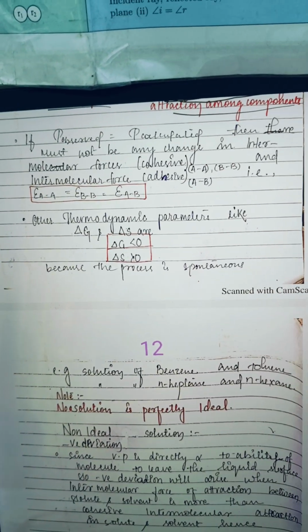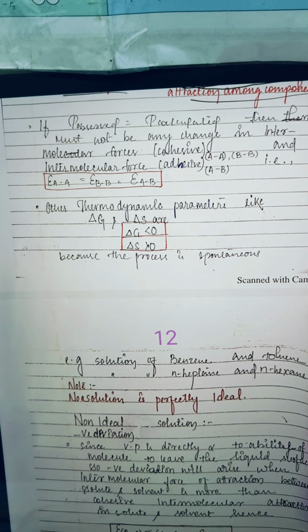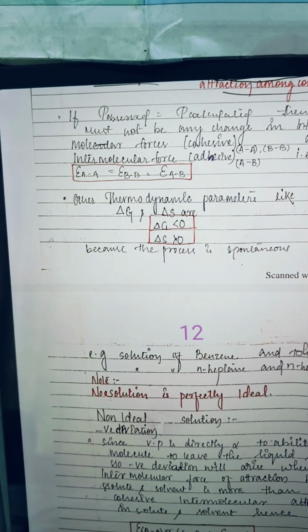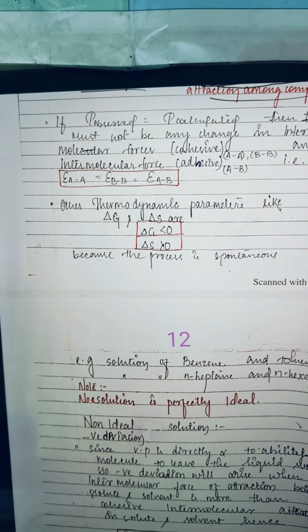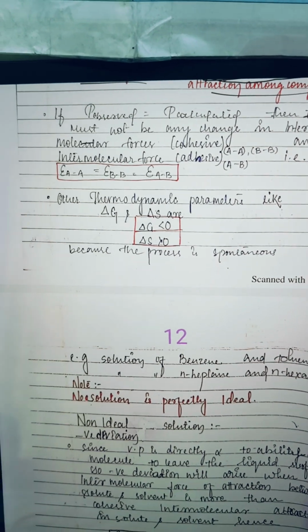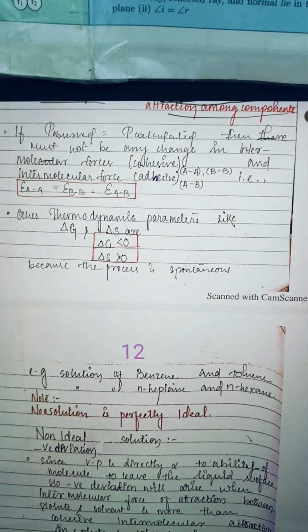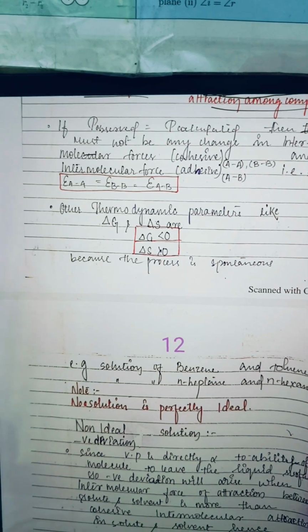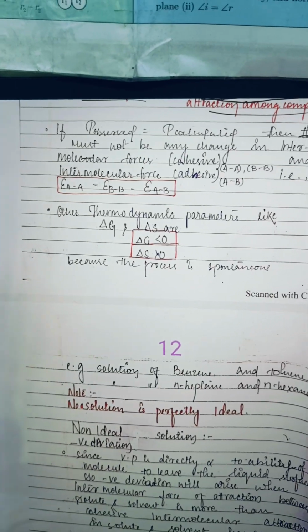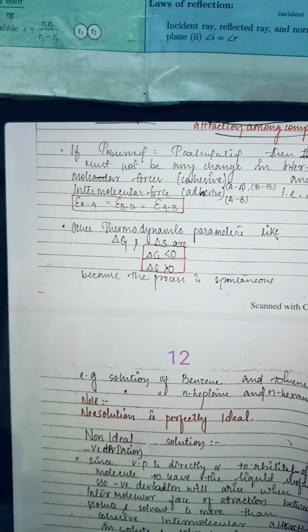So EAA will be equal to EBB is equal to EAB. This is for ideal. Thermodynamic parameters like del G and del S: del G must be less than 0, del S must be greater than 0, because the process is spontaneous.